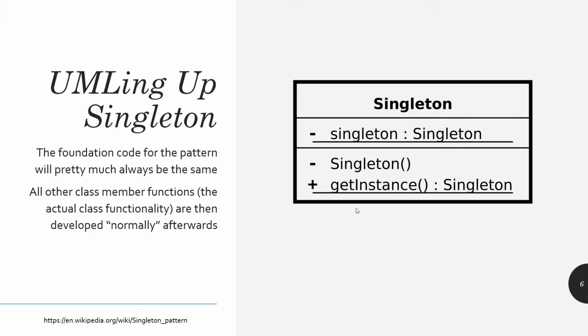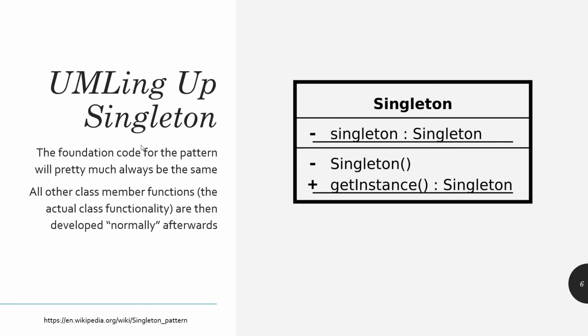And so here is the UML diagram at its simplest for the singleton design pattern. There's a private constructor, here's the private constructor. This is the private member variable, basically the pointer, the reference sitting under the hood. And then this is the public function to get the instance of the singleton object.